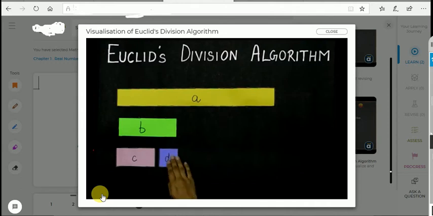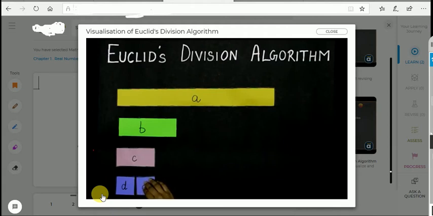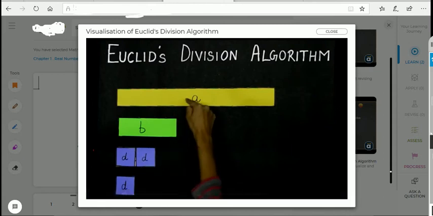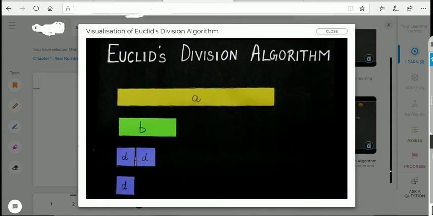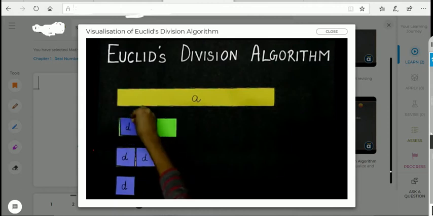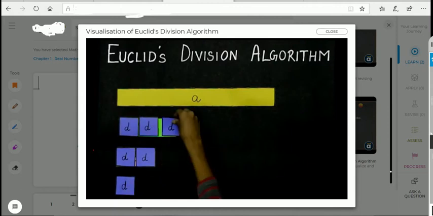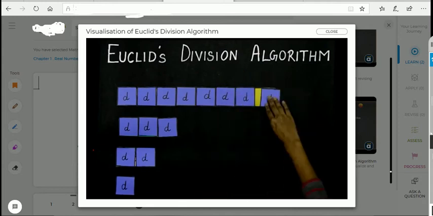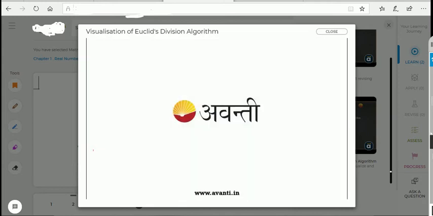In order to do that, I'll have to divide C by D. If I do that, I see that D can completely divide C. That is, I can obtain D unit blocks from C, and this D is the highest common factor of A and B, and we can easily see that. Now you can clearly see how D is the highest common factor of A, B and C as well.